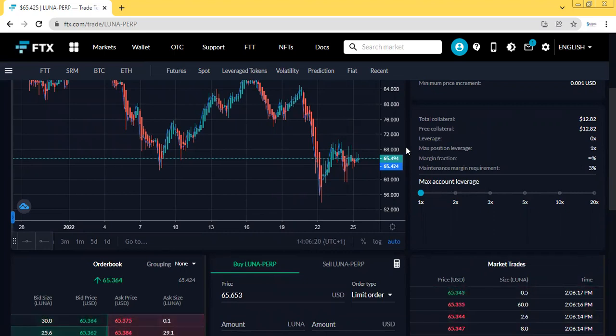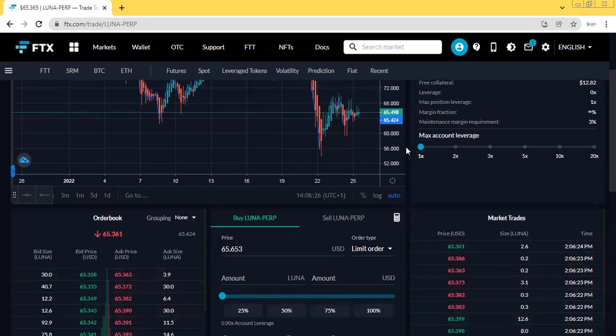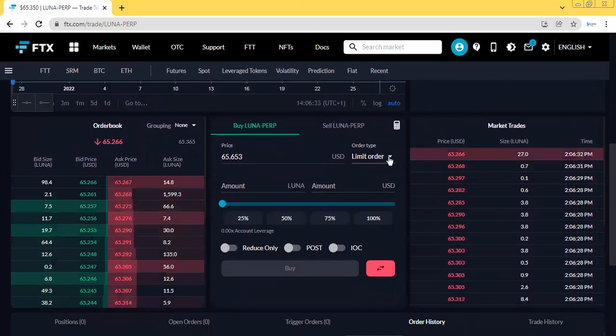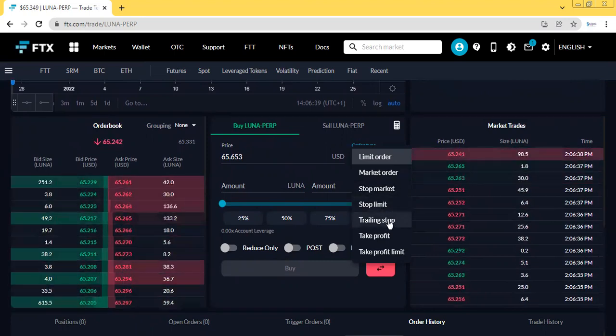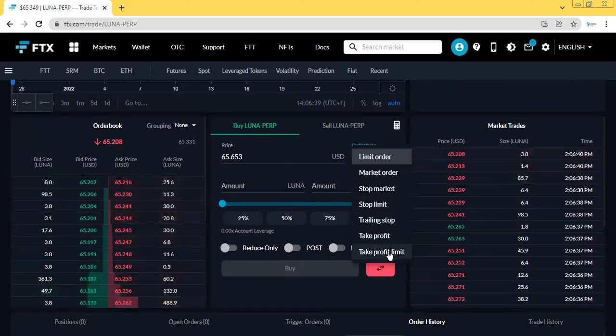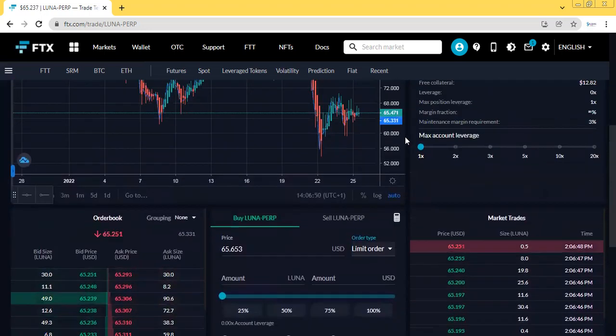Okay, please be careful on these things. This is what you normally use to trade in FTS. You use limit order, market order, stop market, stop limit, trailing stop, take profit, and take profit limit. Okay, let me show what is a limit order. What do you call a limit order?